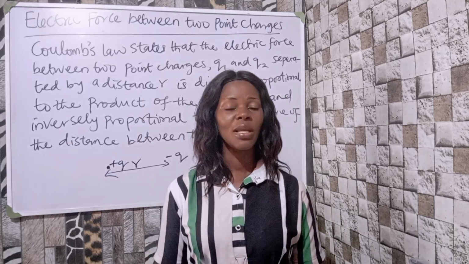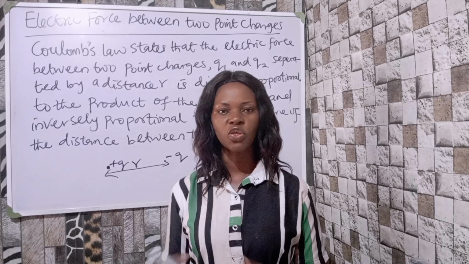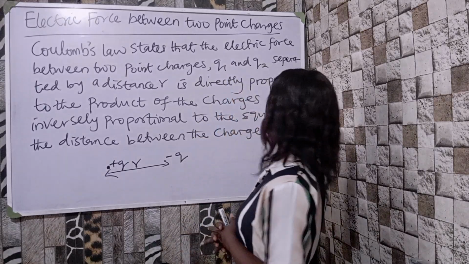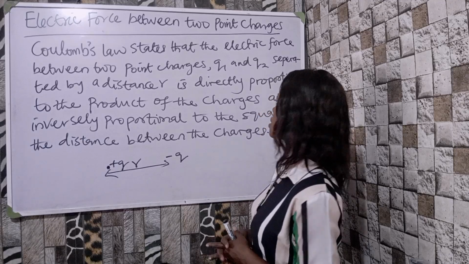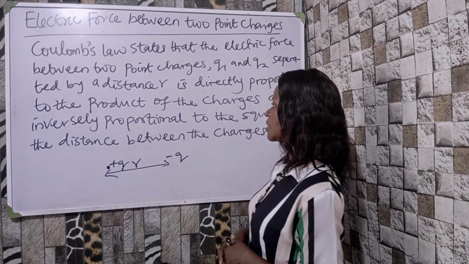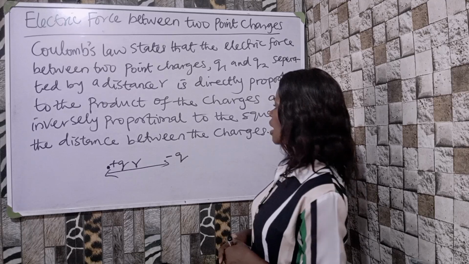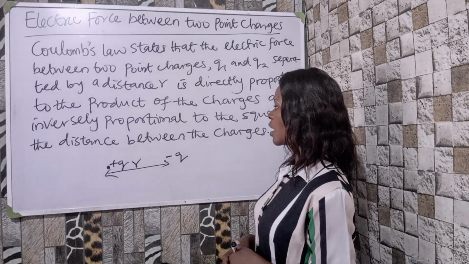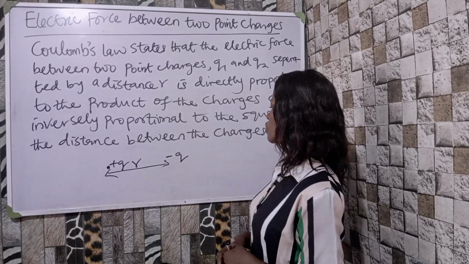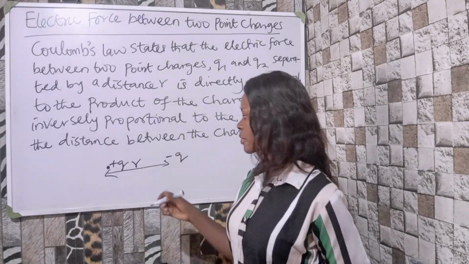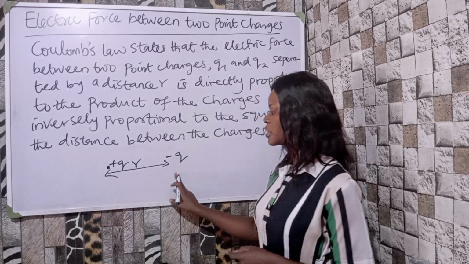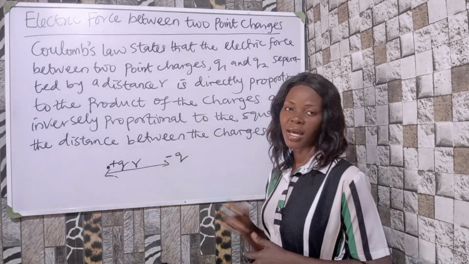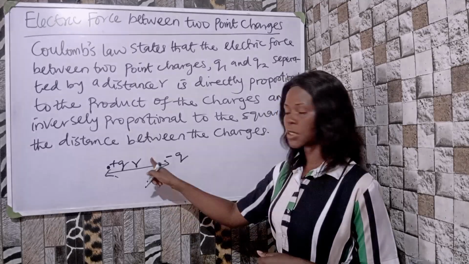So let's look at the law and explain how we can use it to solve problems. Coulomb's law states that the electric force between two point charges Q1 and Q2 separated by a distance r is directly proportional to the product of the charges and inversely proportional to the square of the distance between the charges. For example, we have these two point charges. There is a force that is proportional to the product of this one and this one, and inversely proportional to the square of the distance separating them.